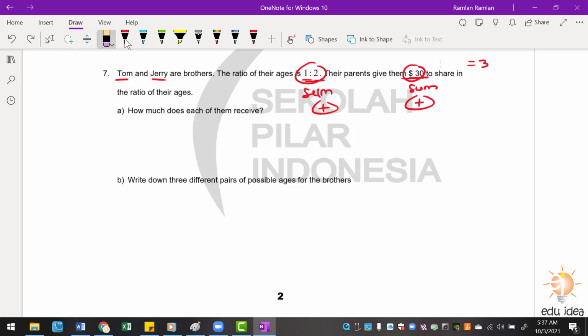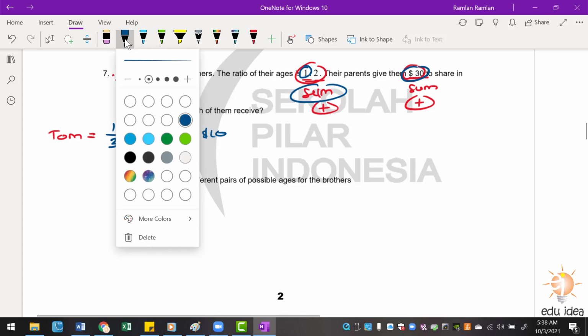So when we want to solve this kind of question, we can do it like this, okay? Let's do it one by one because we want to know how much Tom gets and how much Jerry gets. So Tom is going to get, because we know that Tom is represented by this number over here, which is 1, and then you divide that by the sum, right? Because we know that the sum here is 1 plus 2, which is 3, so it's 1 over 3. 1 over 3, multiply that by this number here, which is $30. So that gives $10. Okay, so this is the easiest way to do it.